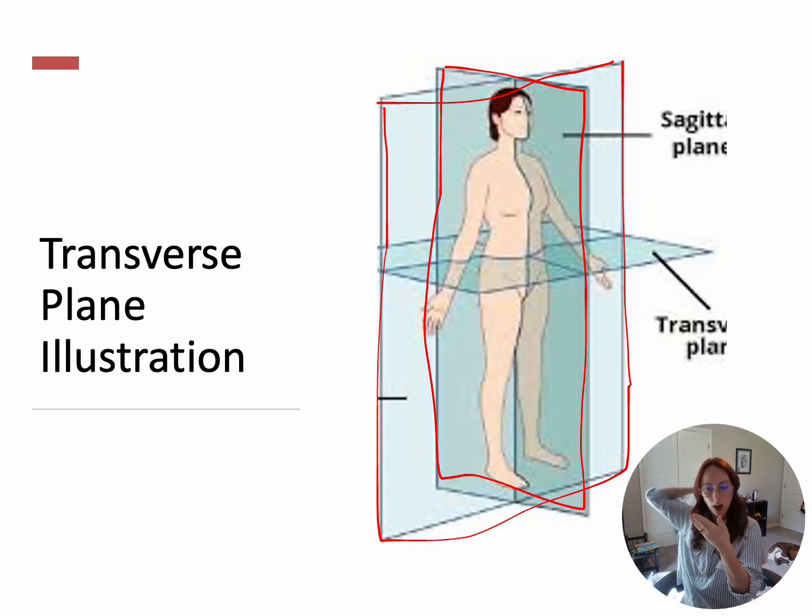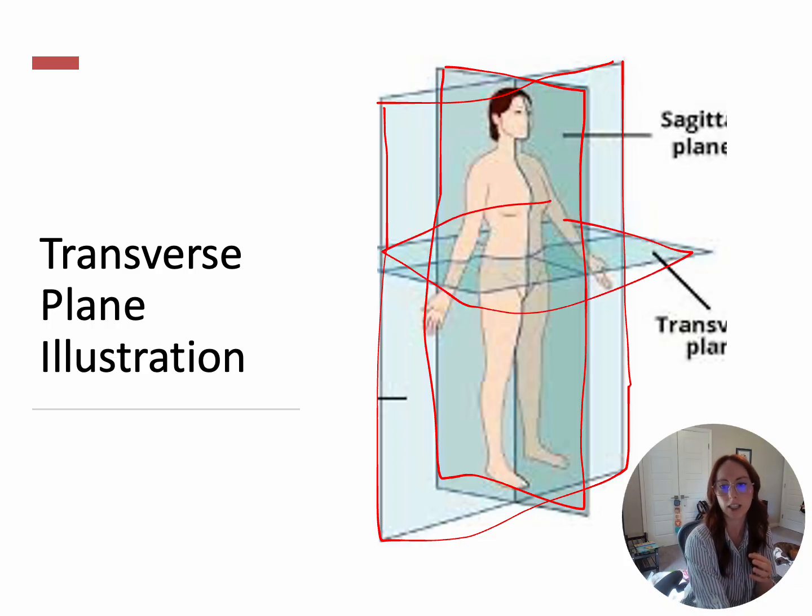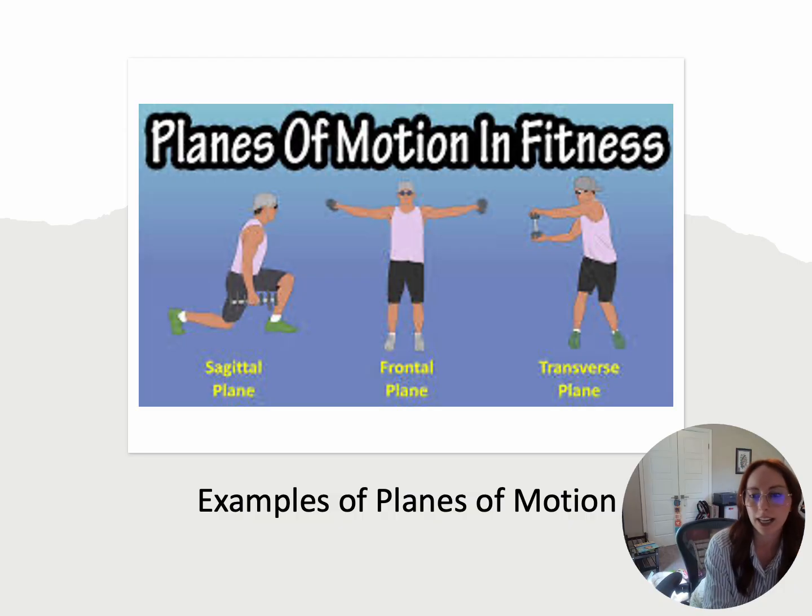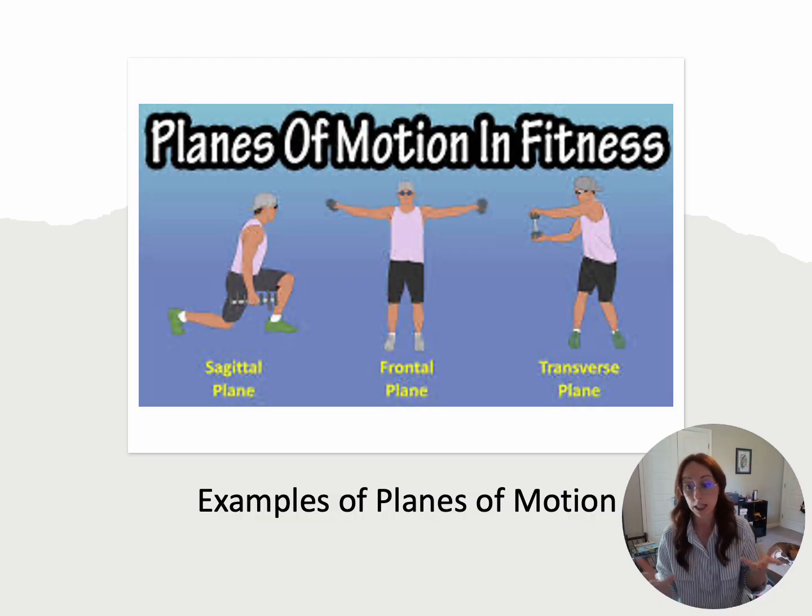it's dividing it into front and back halves of the body. So that plane involves abduction or adduction movements. And then this transverse plane dividing the body into that upper and lower portion where you have those rotational movements. So here is an example of these planes in motion.